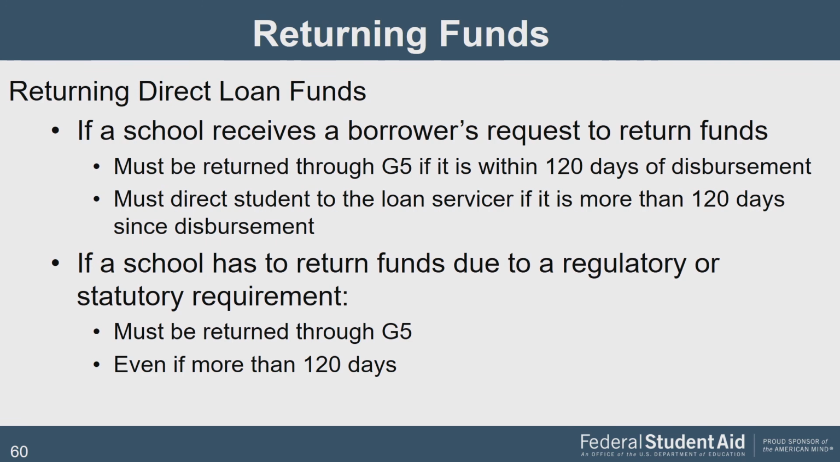If it is more than 120 days, when they decide that they don't want this money anymore, it goes back to regular disbursement rules, regular rules for dealing with direct loan funds. You direct them directly to the servicer at that point. So anything under 120 days, you return it through G5. Anything after 120 days, they have to deal directly with the servicer. It's no longer an institutional issue.